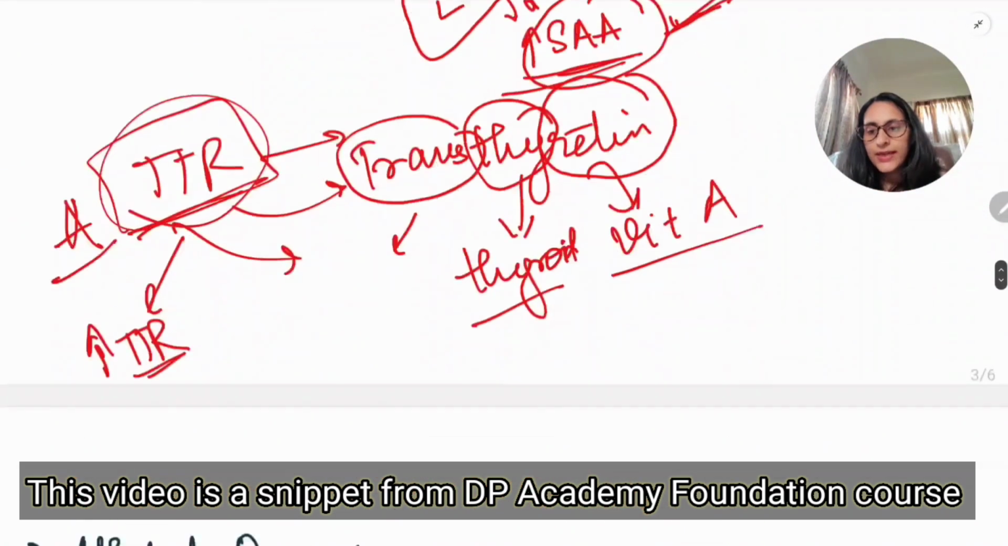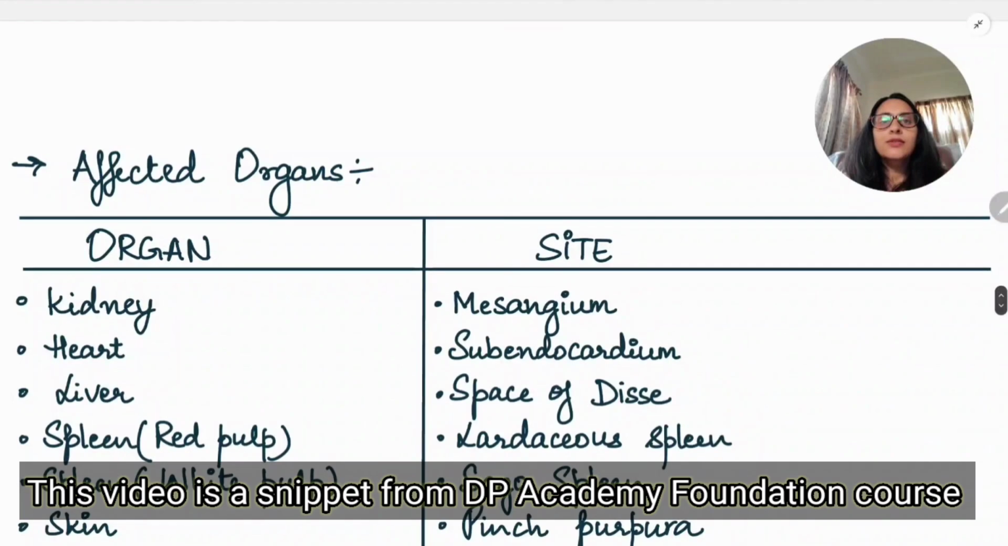Now coming to the next table. This table tells about how and where the amyloid is deposited, the deposition of amyloid in the different organs. In the kidneys, it is most commonly deposited. We have also studied it in multiple myeloma and in familial amyloidotic polyneuropathy.